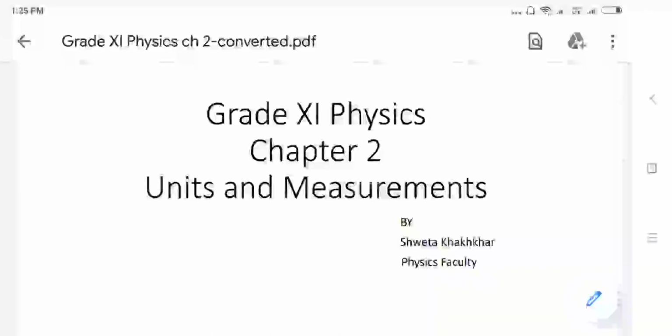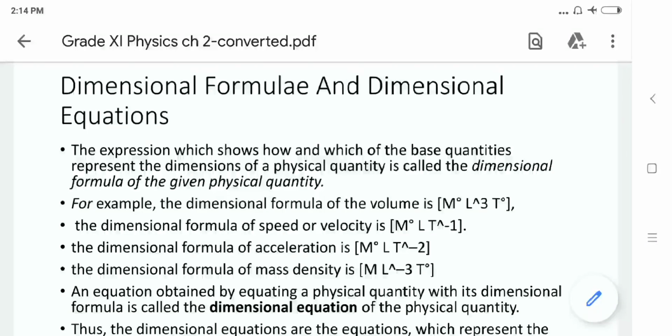Hello students, let us start our new session of chapter number 2, Units and Measurements. In last session, we understood the dimension of physical quantities. Now let us form these quantities in terms of its formula and equations. So that is dimensional formula and dimensional equations.